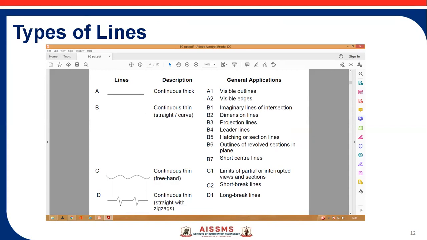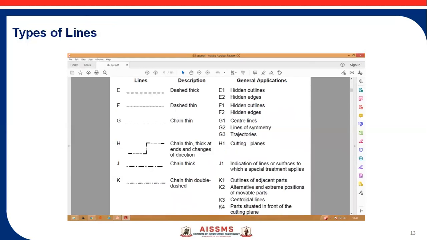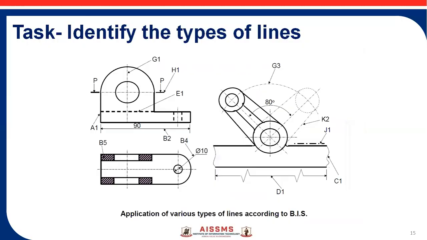The long break line highlights any longer or bigger component, using a continuous line with a zigzag. Mostly we are going to use, in general applications in drawing, the A and B series, that is A1, A2: visible outlines, visible edges, dimension lines, projection lines, leader lines, hatching lines, and so on. So these continuous thick and thin lines we are going to use generally in our practice. Also the hidden line, we are going to use this.